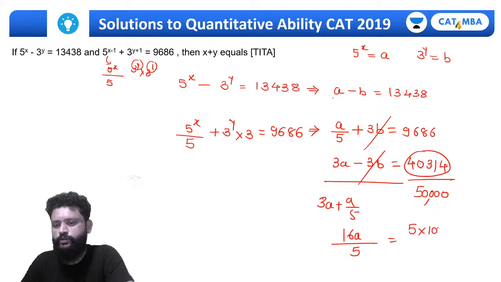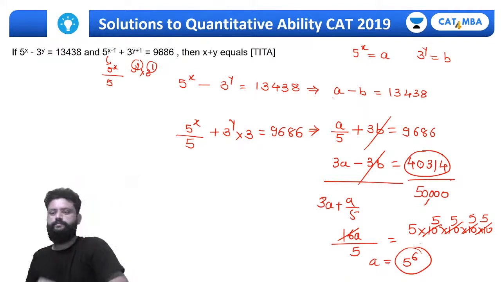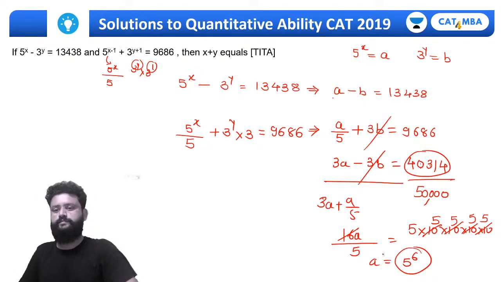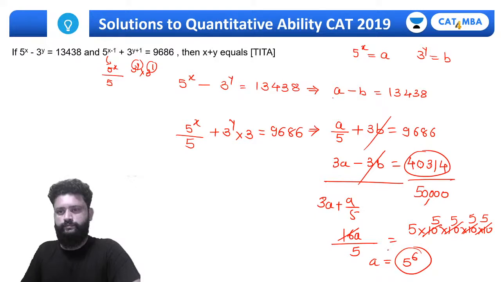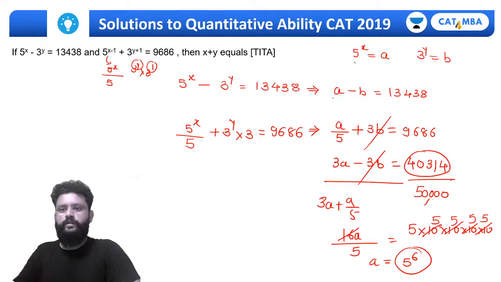50,000 में क्या होता है? 5 into 10 into 10 into 10 into 10. 16 मतलब यहाँ पे 5 हो जाएगा, यहाँ पे 5 हो जाएगा, यहाँ पे 5 हो जाएगा, ये चारों भी 5 कैंसिल हो गए and a will be equal to 5 to the power 6. तो 5 to the power 6 is a, तो x का वैल्यू हो गया 6.